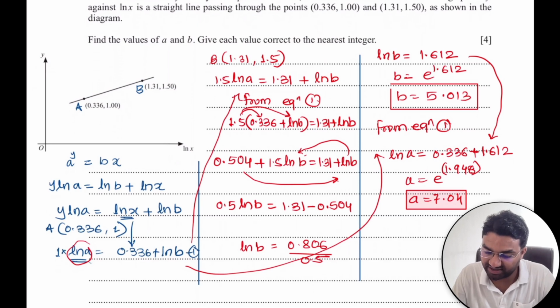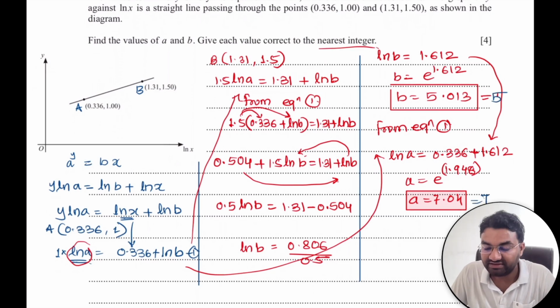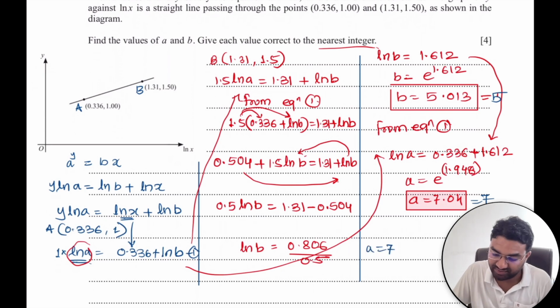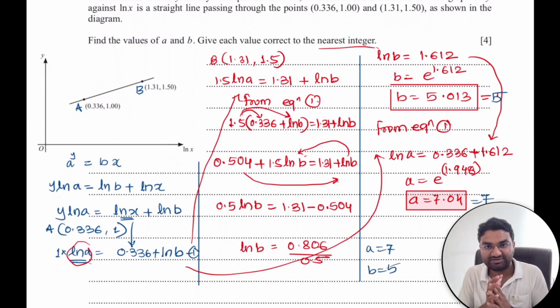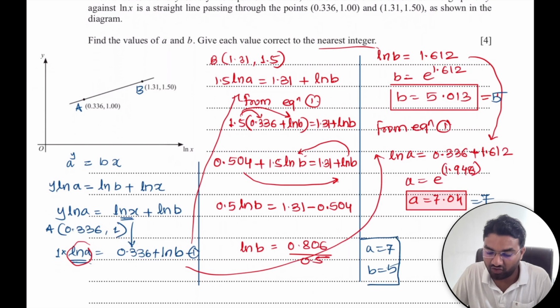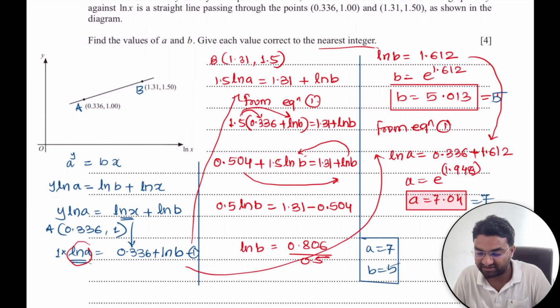You can simplify or correct up to the nearest integer. b is 5 and a is 7 is the final answer. b is 5. That's it. So that's the final answer. I hope you understood these step-by-step answers.